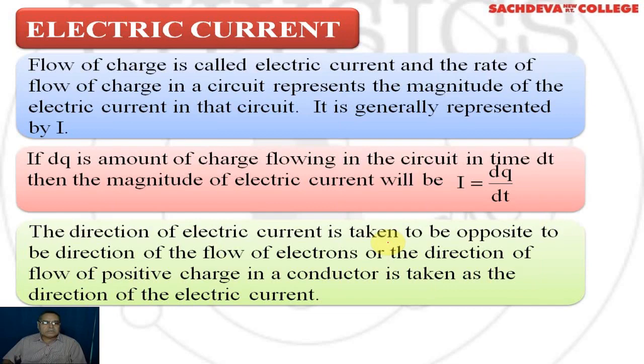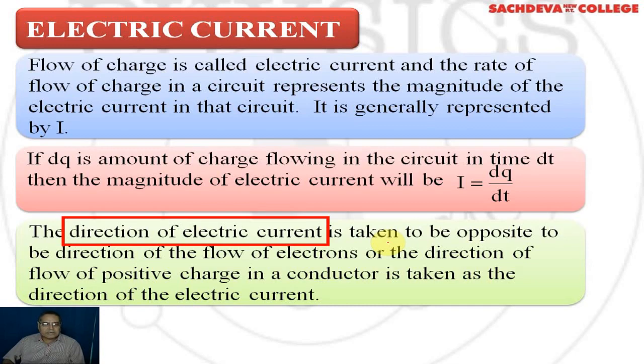Well, electric current is the flow of charge, and the rate of flow of charge in a circuit represents the magnitude of electric current in that circuit. It is generally represented by I. If dq is the amount of charge flowing in the circuit in time dt, then the magnitude of electric current is given as I is equal to dq by dt. dq and dt indicate the smallness of that particular physical quantity.